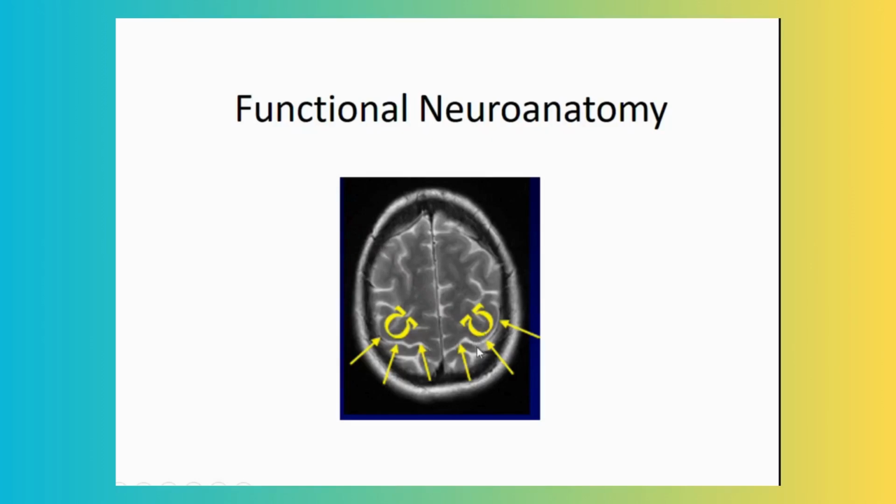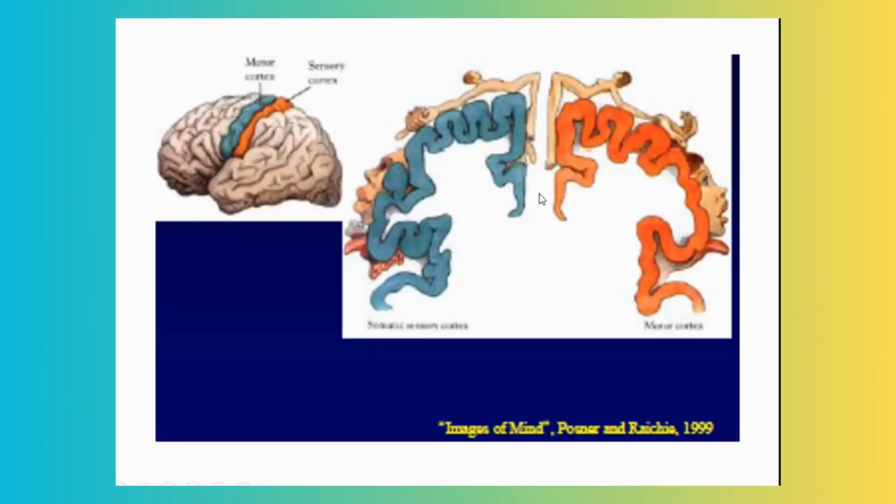And the gyrus behind it is the sensory cortex, the somatosensory cortex. So some of the corticospinal tracts arise from the sensory cortex as well. This is basically from the anatomy book, showing the topography of different areas that we have, like tongue motor, hand motor, and foot motor.